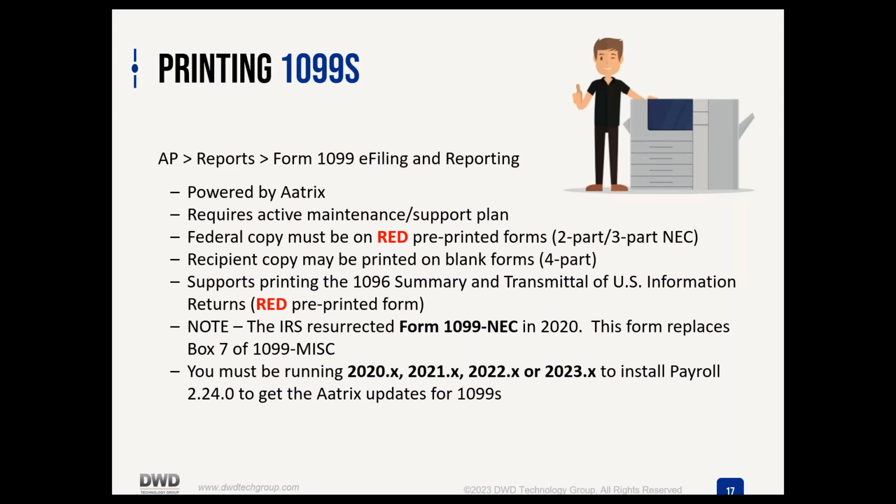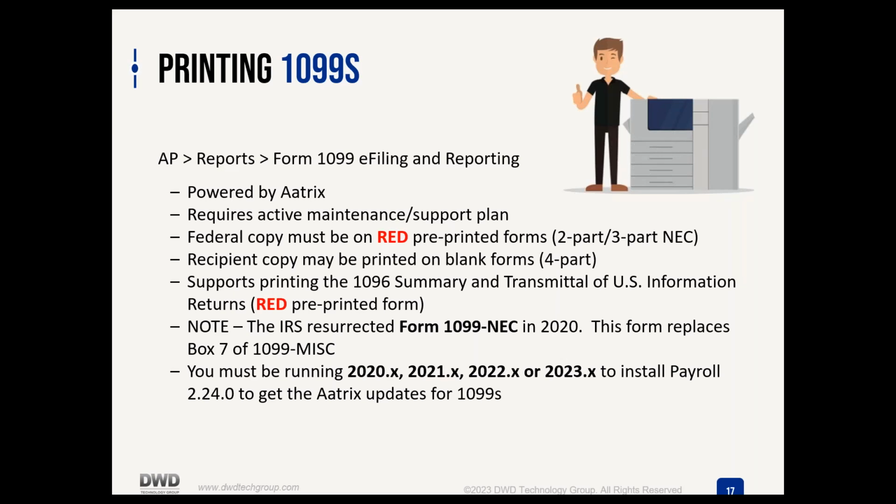For the 1099s, if you are going to print and mail those forms, you must use the red pre-printed forms. The miscellaneous forms are a two-part form, the NEC, the non-employee compensation, the red forms are a three-part form. The recipient copies may be printed on blank paper, usually a four-part perforated paper. Atrix will also print the 1096, and if you are mailing this to the government, you must use the red pre-printed form.